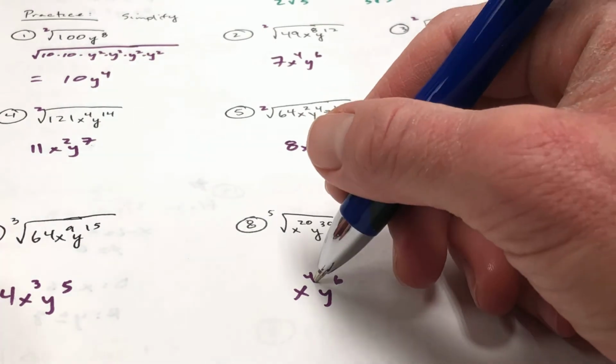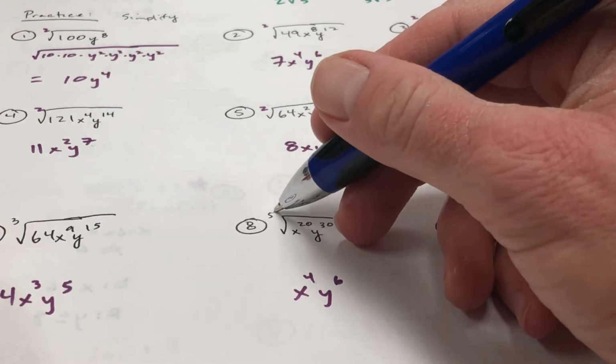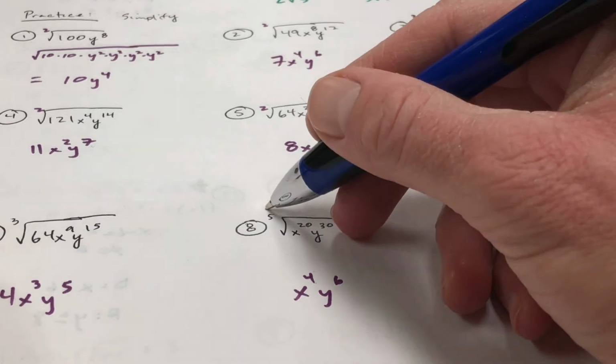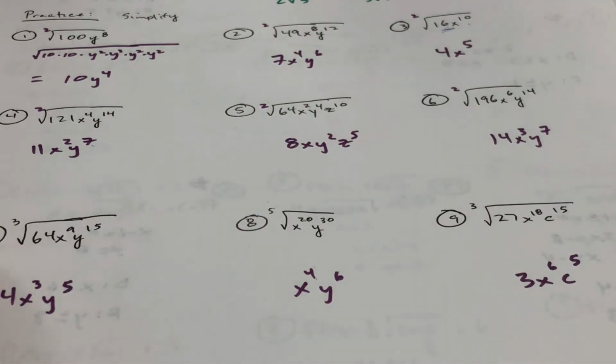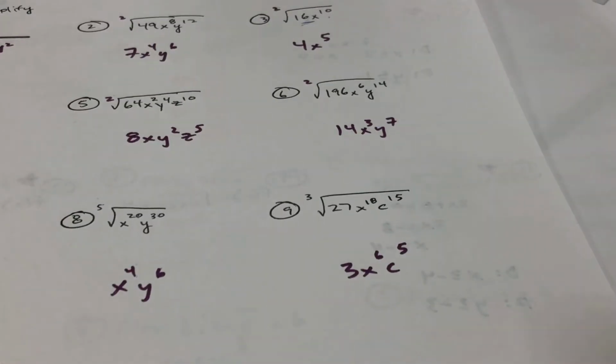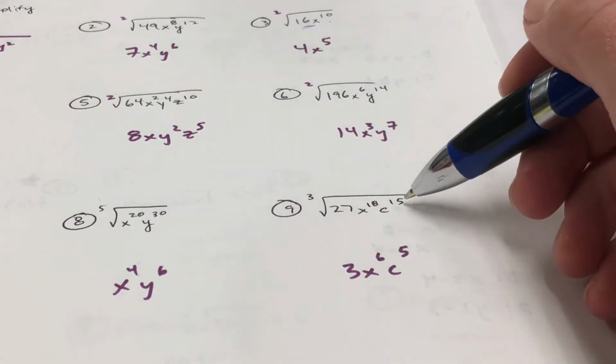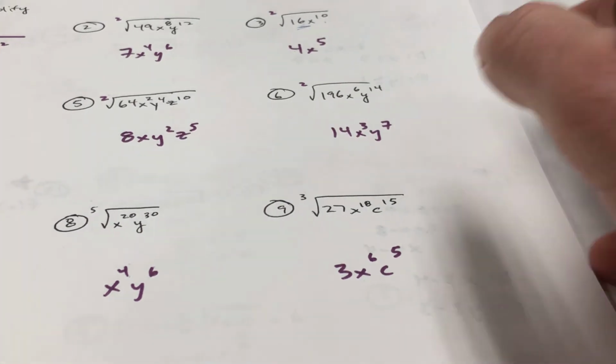5 goes into 20 4 times. If I have 20 x's and I need groups of 5, I'm going to have 4 groups. If I have 30 y's and I need groups of 5, I'm going to have 6 groups. Then the third root of 27 is 3. 3 goes into 18 6 times. 3 goes into 15 5 times. It's c to the 5th.